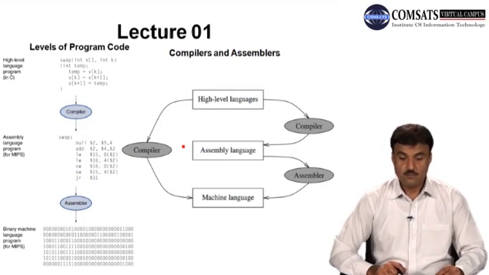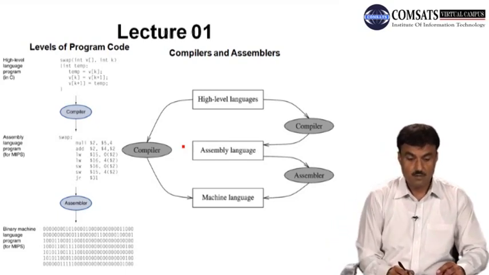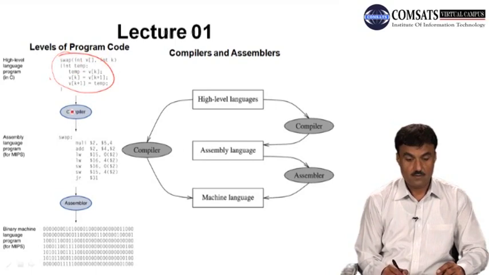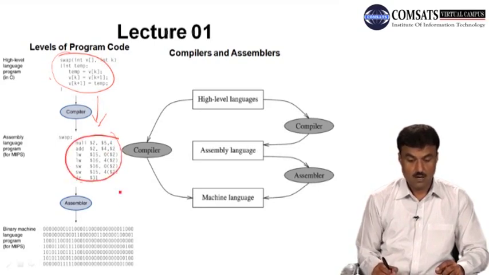During lecture number one, we also discussed different levels of program code, and we discussed compilers and assemblers. The code which we usually write in C or C++ or other high-level languages needs a compiler. This compiler converts the code into an assembly program or maybe directly to machine language. Here you can see the high level code, which is compiled through the compiler, and then we get the assembly code.